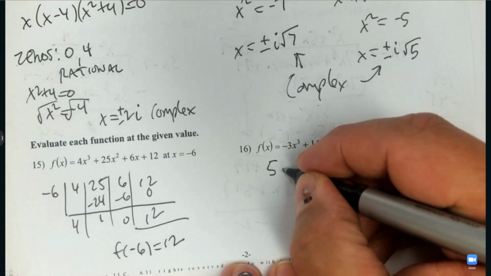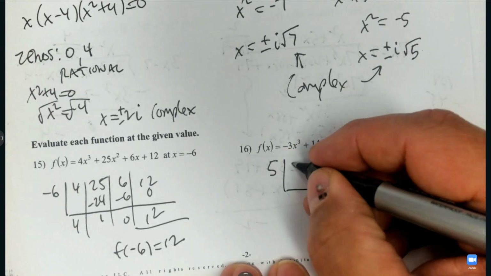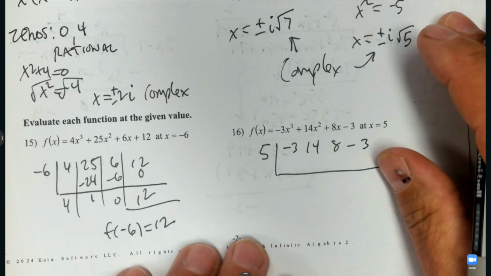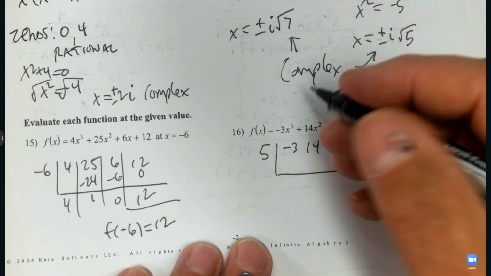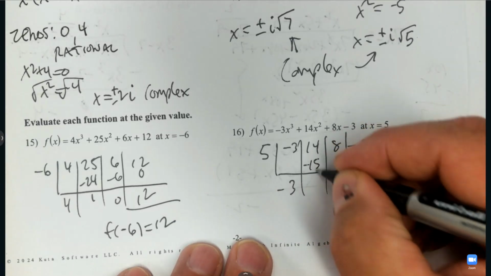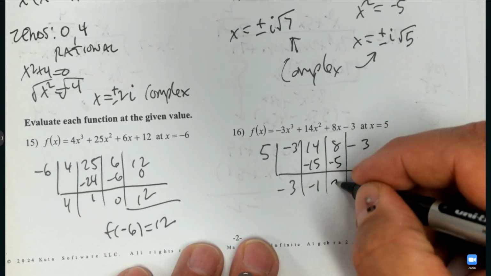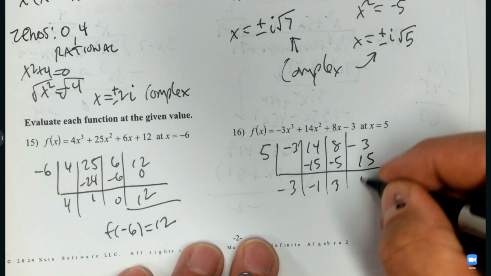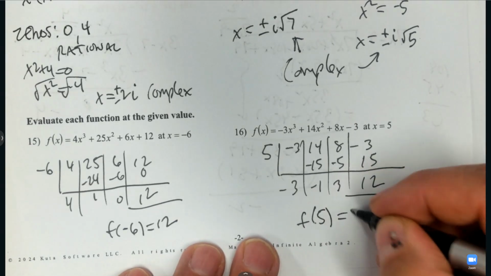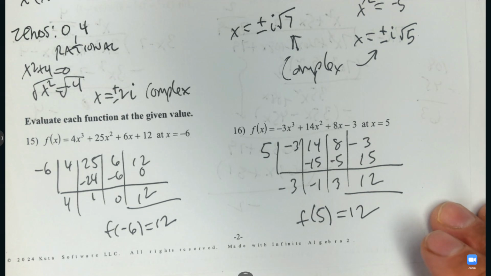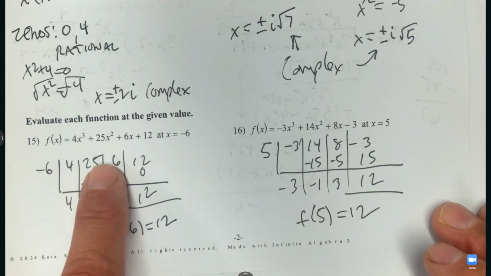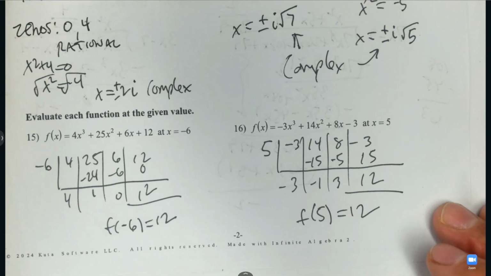Same thing here. Instead of substituting in, I can divide to get the answer. That's called the remainder theorem. Be careful you don't have any missing powers. You can create your columns. So that's negative 3, negative 15, negative 5, 3, and 15. So again, the answer is the same. So f at 5 is equal to 12. So again, we divide and the remainder is the answer I'm looking for. That's called the remainder theorem.